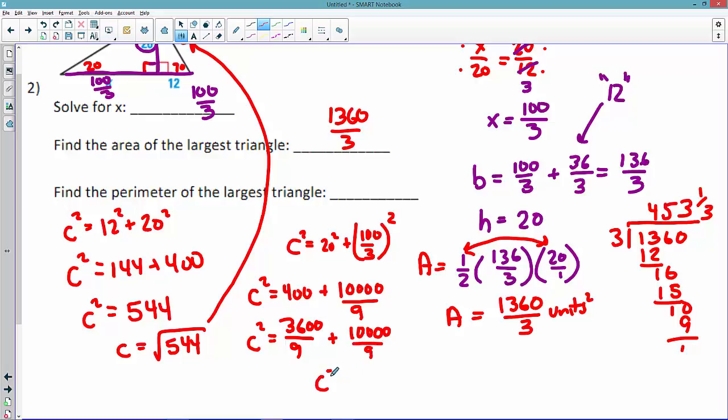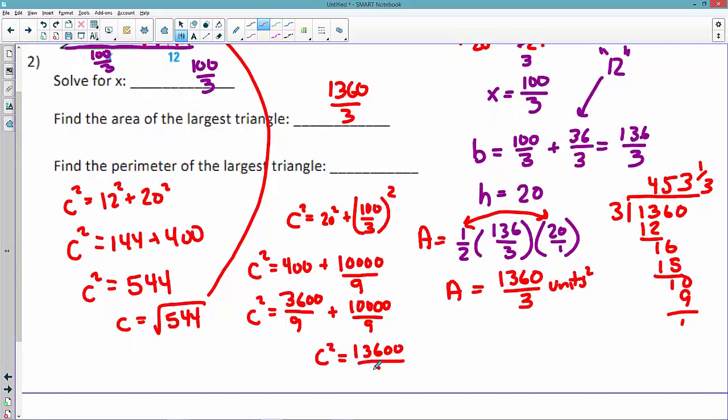And basically, I get C squared equals a huge number here, right? 13600 over 9. You won't have to do this in a quiz. Same problem, but you'll have much easier numbers over 9. And when we square root both sides, believe it or not, we don't really talk about this a lot, C equals the square root of this over the square root of 9. You can break that. See, it's one big radical, but you can do each one separately.